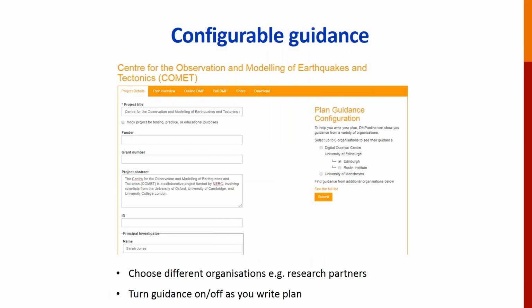And you can also configure that guidance as you go through and develop your plan. So you'll obviously get guidance from your own organization, but you can search for guidance from other institutes too, potentially from your different research partners or from other groups, depending on the kind of support that you're looking for. And you can turn this on and off as you write your plan, depending on whether you need more support.